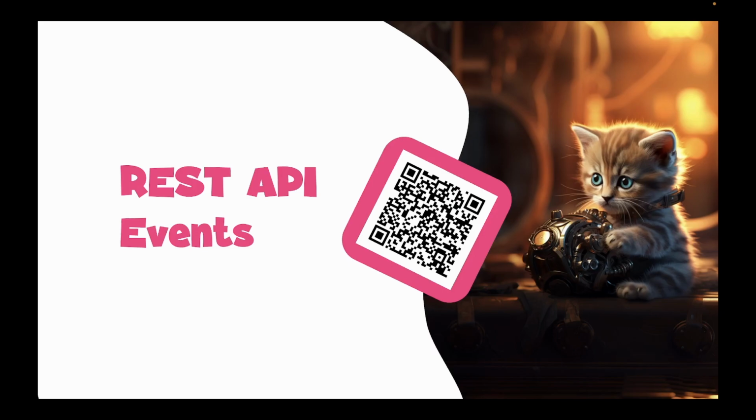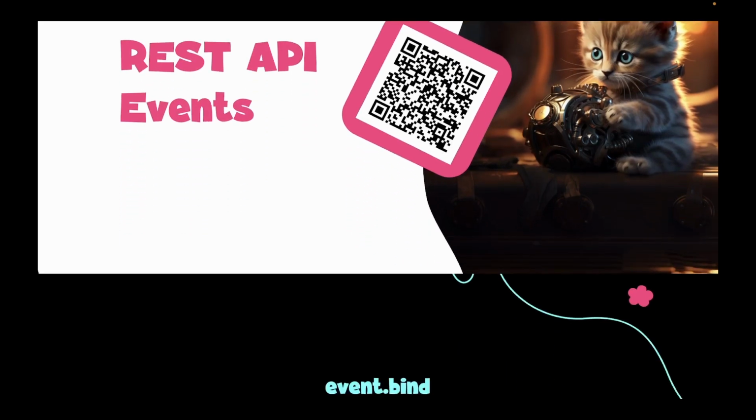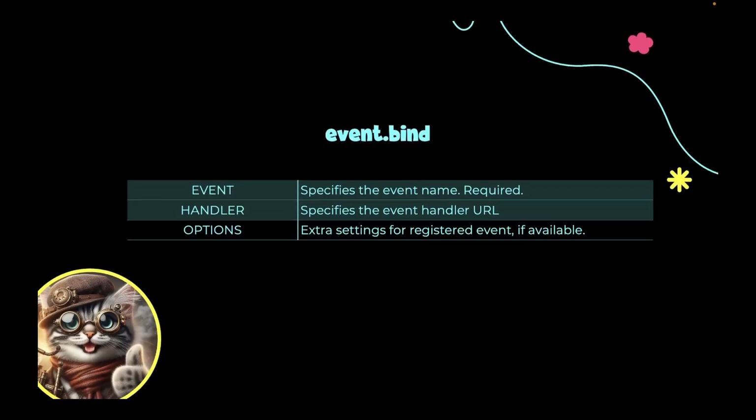Bitrix24 offers a wide range of possible events, and incorporating event handlers in your applications allows you to implement diverse business logic. For more information on the topic, I recommend checking out these lessons in our video course. You might remember from our previous lessons that an event handler is registered using the event bind method. Typically, you need to specify several parameters, such as the event name, and the handler, the URL of the event handler on your application side.